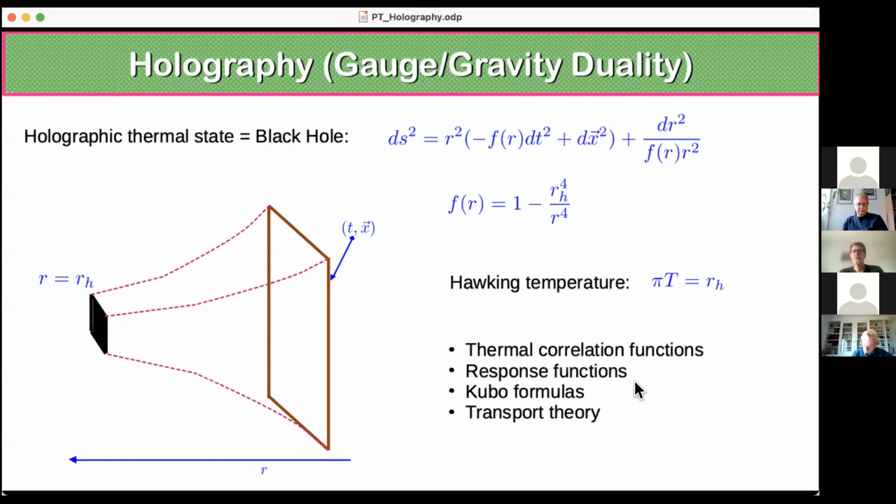And that allows you to compute interesting things like response functions, like conductivities, Kubo formulas. It has led to a lot of insight into transport theory, into effective theories like hydrodynamics, the effective long wavelength theory. If you study perturbations around such an anti-de Sitter black hole metric, then you find that the long wavelength, low energy limit of these perturbations is actually governed by relativistic hydrodynamics. So you can rediscover relativistic hydrodynamics by studying anti-de Sitter black holes.